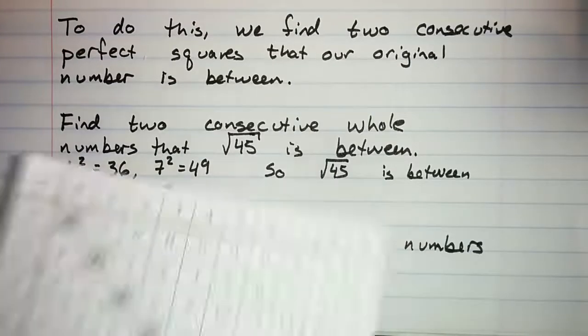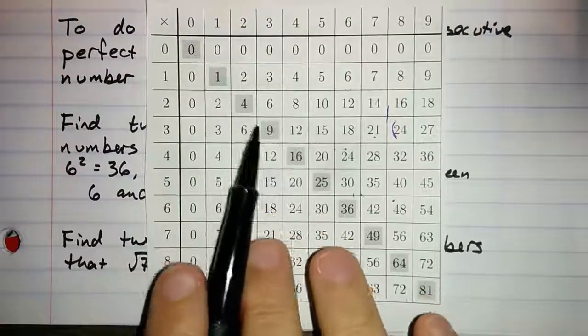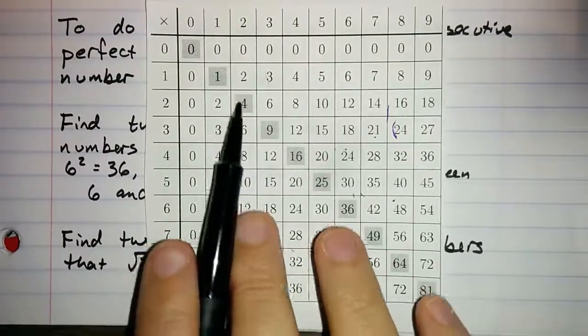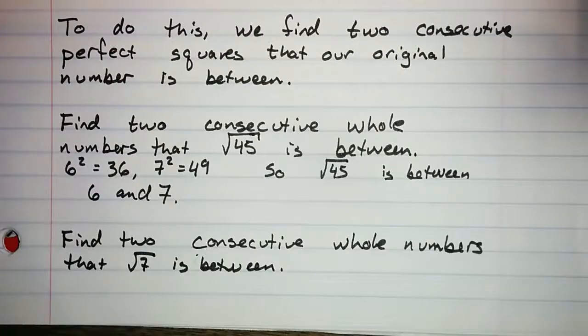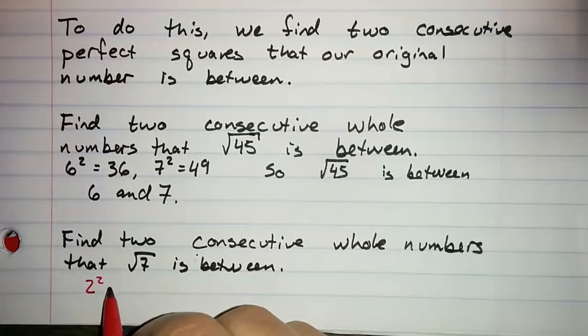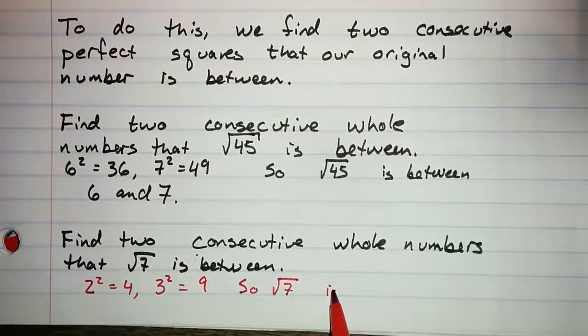Alright, well, looking at our multiplication table, we see 4 and 9 are consecutive perfect squares that 7 is between. And so, since 2 squared is 4, and 3 squared is 9, root 7 is between 2 and 3.